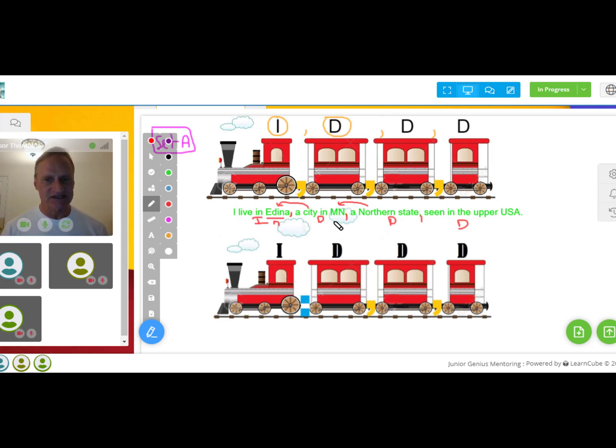So you see the consistency here? We have dependent clauses that define the word right before it, which usually, not always, but usually will be a noun. A northern state, and then "seen in the upper USA" is a mini definition of a northern state. Northern state, that's going to be our noun as well. So think of it this way. Dependent clauses define the word right before it, and usually you're going to have a noun there that defines that.